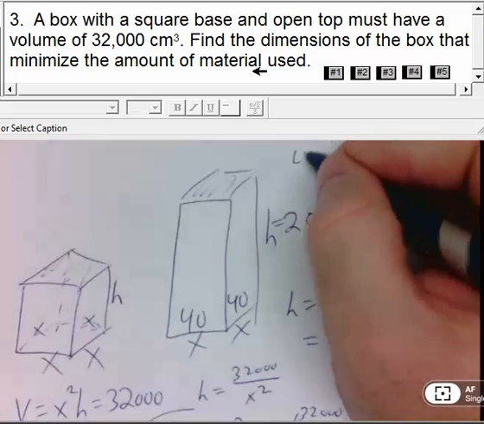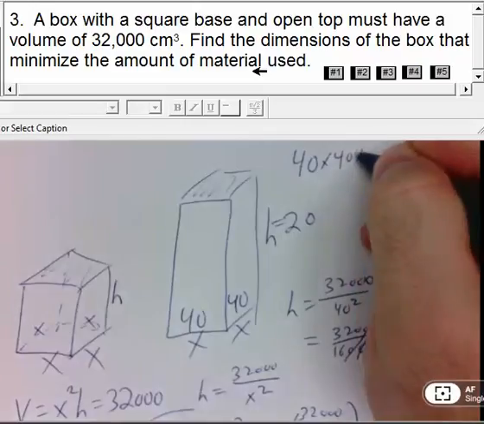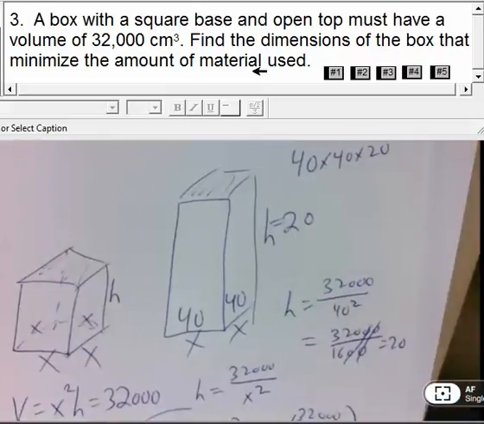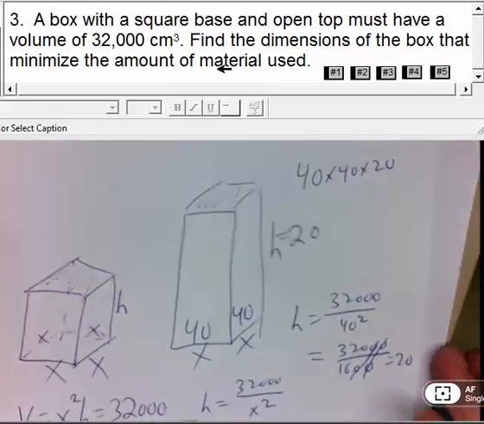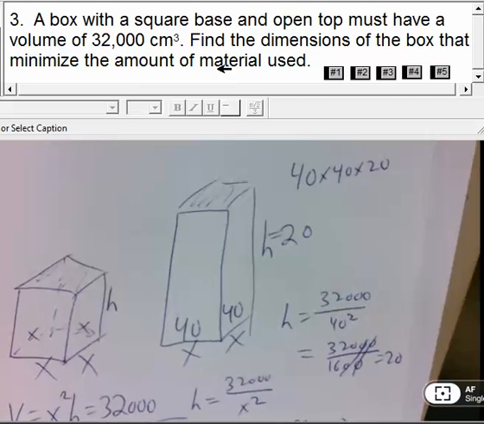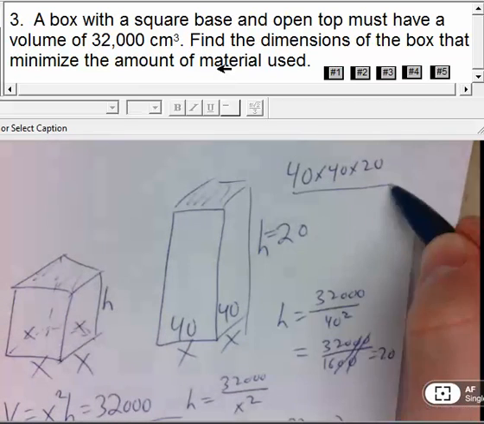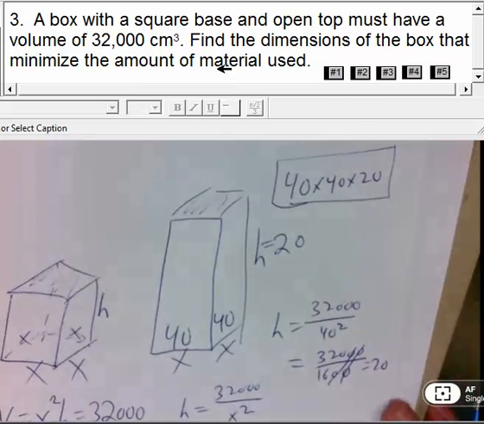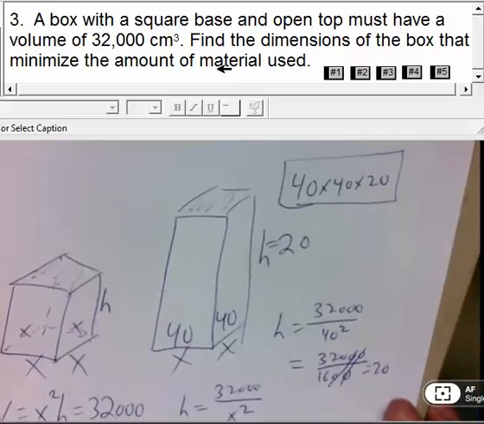So the dimensions are 40 by 40 by 20. And how did the question get asked? It was find the dimensions of the box. It didn't ask me for the actual surface area. Of course, I could figure that out if I wanted to. I could just plug these numbers in. But there are your dimensions for this box.